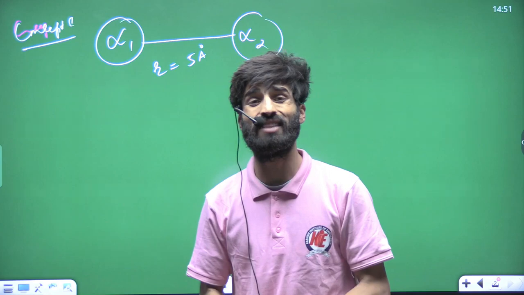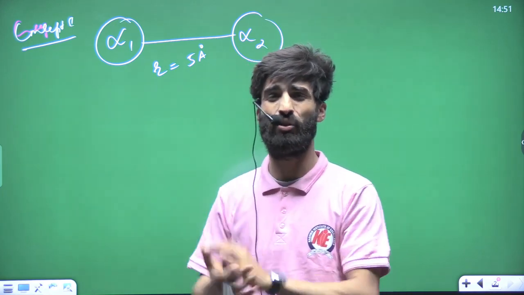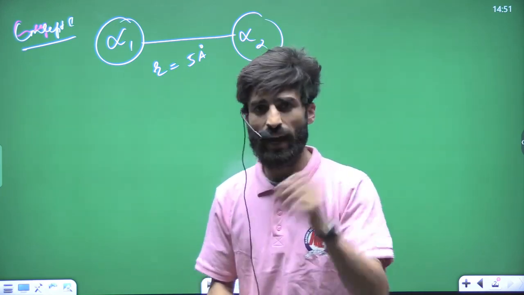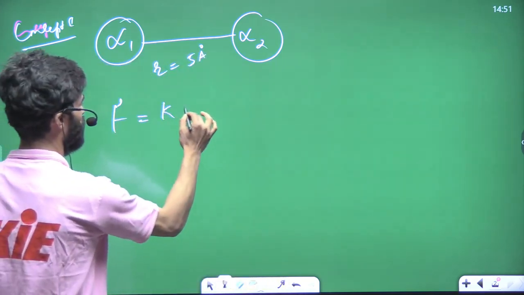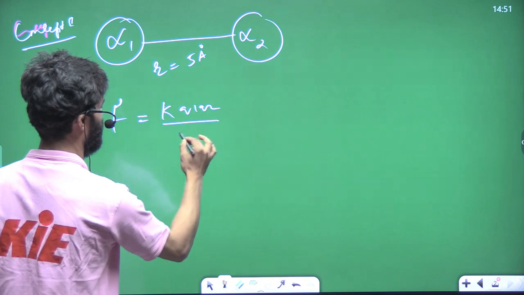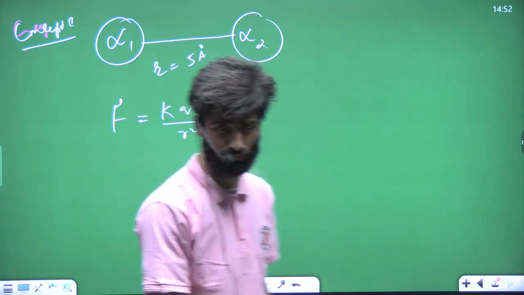You want to calculate the force of attraction or force of repulsion between them. As we know, my dear student, as per Coulomb's law, F is equal to K times Q1 Q2 divided by r square. Is it clear, my dear student?